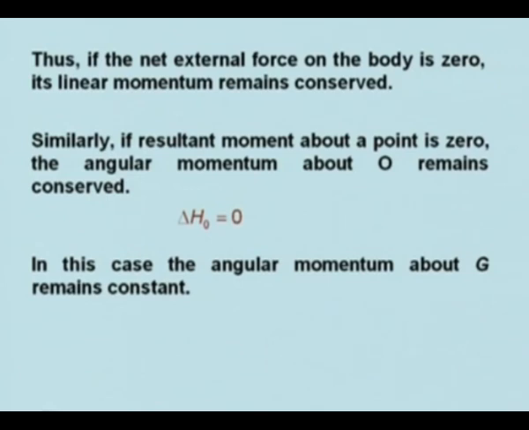Thus, if the net external force on the body is 0, its linear momentum remains conserved. Similarly, if the resultant moment about a point O is 0, the angular momentum about O remains conserved. That is, if the resultant moment of the forces about a point is 0, then the angular momentum about O remains conserved. In this case, the angular momentum about G remains constant. So that is what you get.